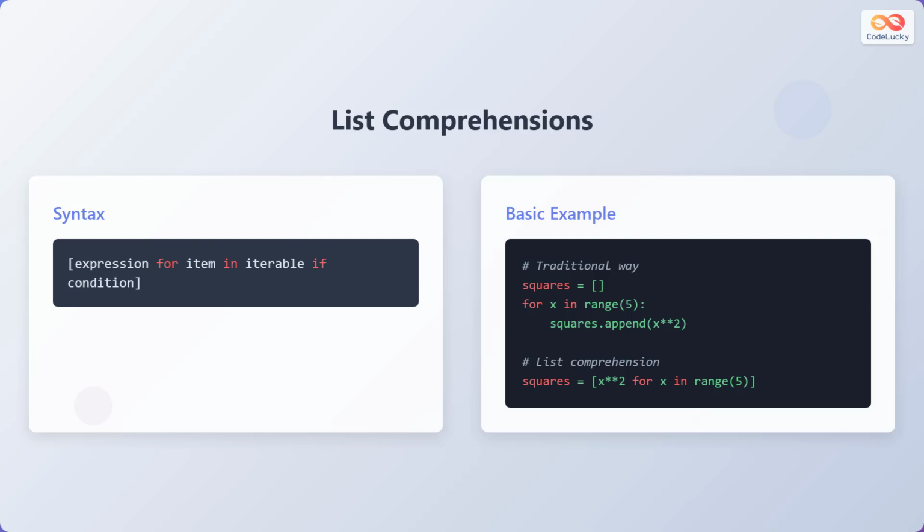With list comprehensions, you simply write x squared for x in range 5. This creates the same result, but is more concise and often faster. List comprehensions are not only more readable, but also generally perform better than equivalent for loops, making them a favorite among Python developers.